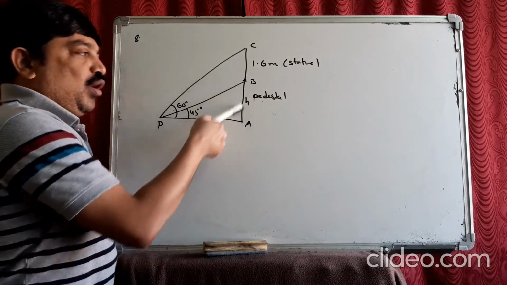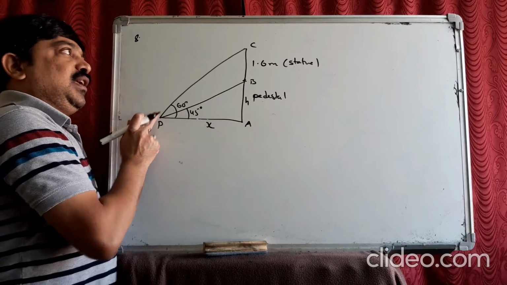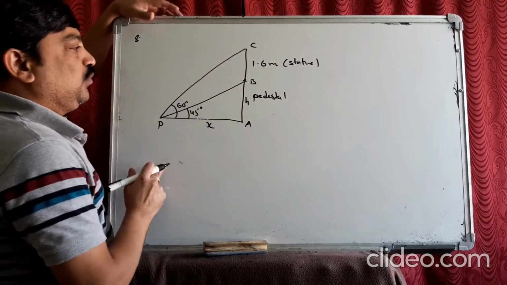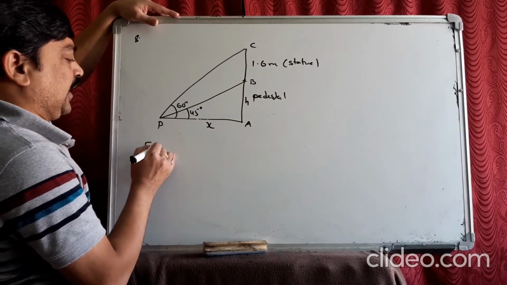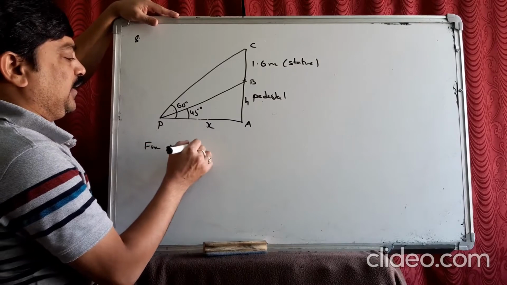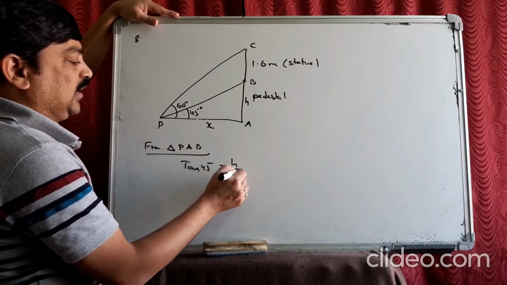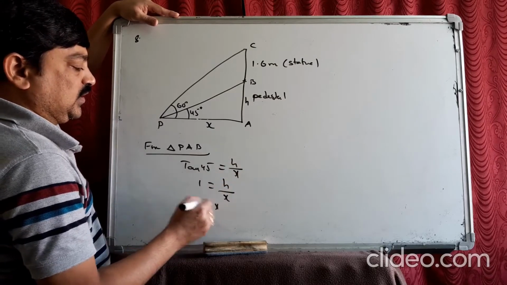See, on the pedestal there is a statue situated. From a point, he is observing the top of the statue as well as the top of the pedestal. Now, if I take the small triangle, from triangle PAB, tan 45 is equal to h by x. 1 equals h by x. So h is equal to x.